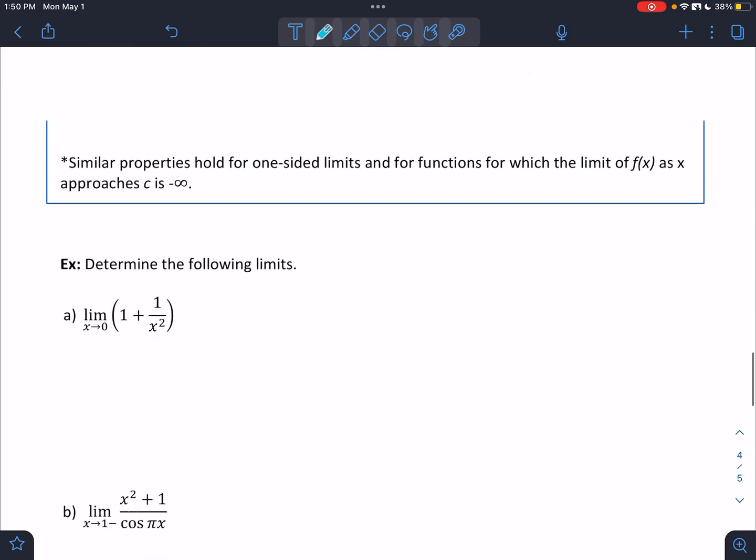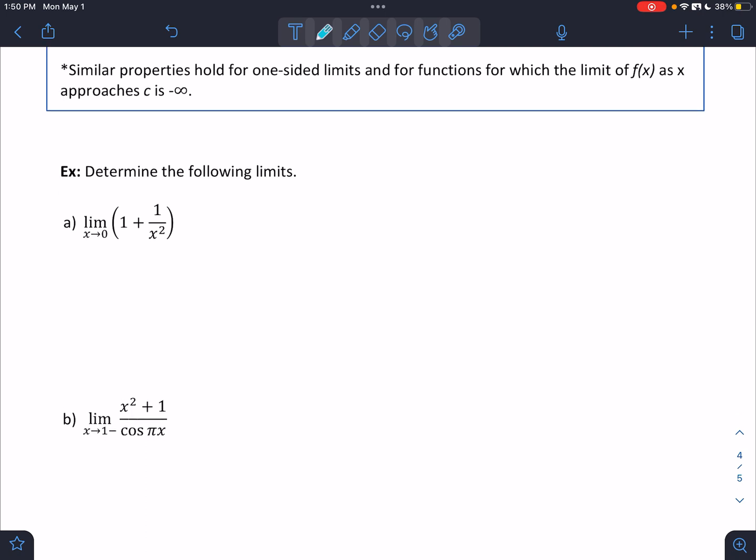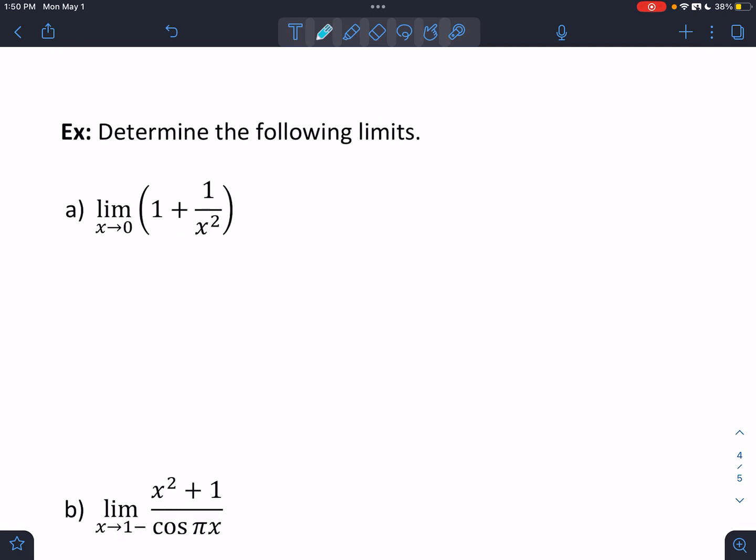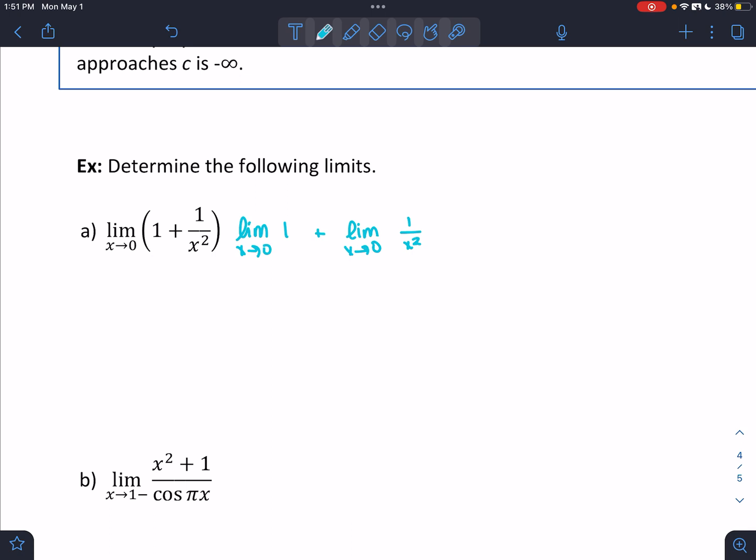Determine the following limits. The limit as x approaches 0 of 1 plus 1 over x squared. So this would be a case where I'd maybe break this up. Remember how we learned that we can separate limits, right? The limit as x approaches 0 of 1, plus the limit as x approaches 0 of 1 over x squared. Just break it up into two limits. So let's think about what that would be. What's the limit as x approaches 0 of 1? 1. What's the limit as x approaches 0 of 1 over x squared?